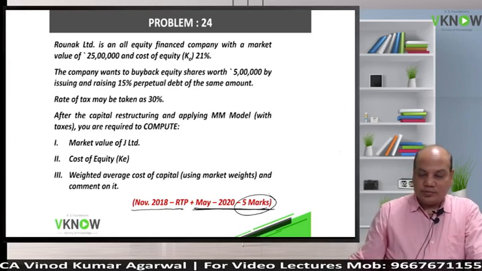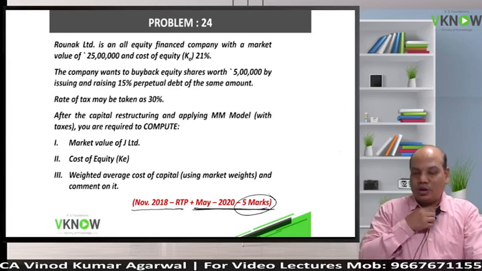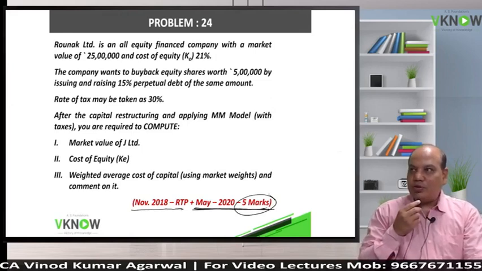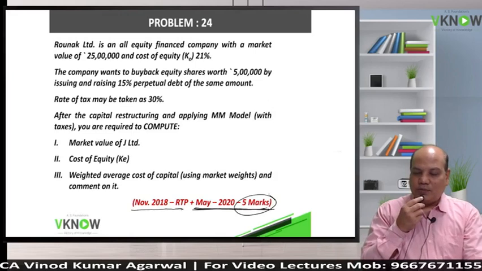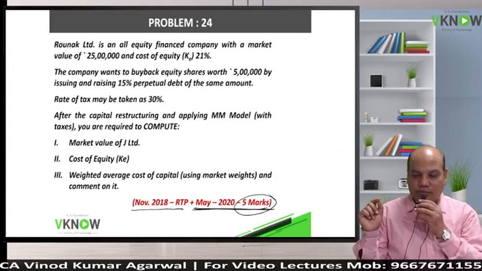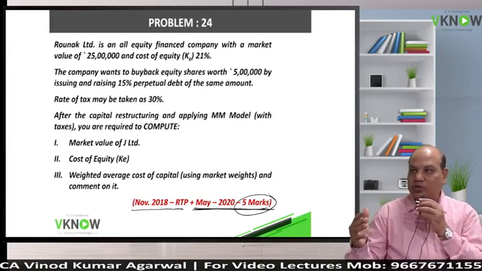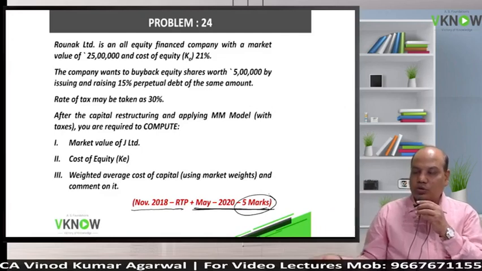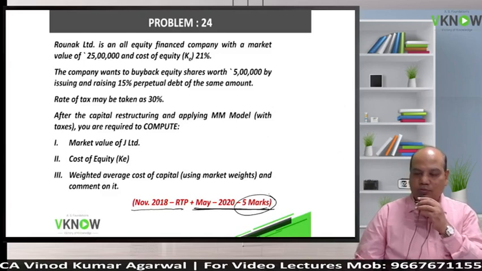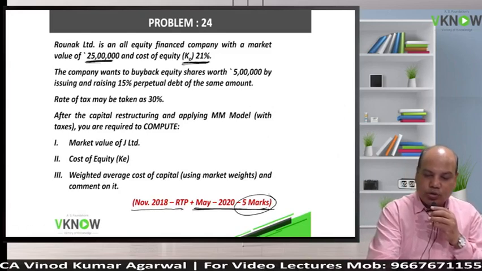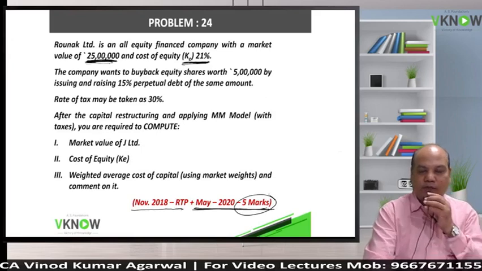Ronak Limited is an all equity finance company with a market value of rupees 25 lakh and the cost of equity is 21%. So all equity finance company means unlevered company. Market value of firm means market value of equity also. And cost of equity means overall cost of capital also. So KO and KE are 21%. Value of equity and value of firm both are 25 lakh.